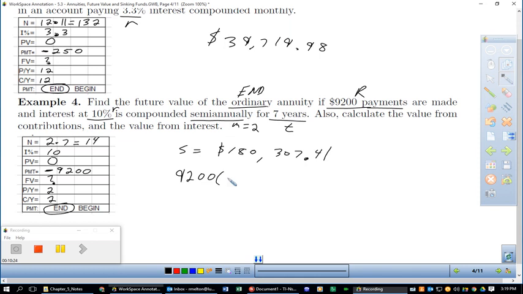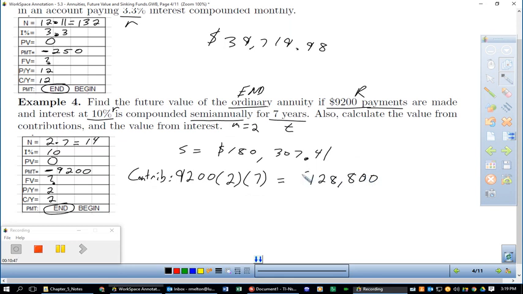We did it semi-annually, so 2 times a year, and then we did it for 7 years. So 9,200 times 2 times 7 is the total amount that's actually put in. That's the contributions. Go ahead and label that. Contributions. And that amount there is $128,800.